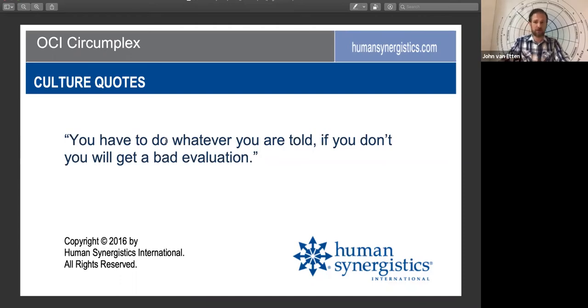Here's a good example. You have to do whatever you're told. If you don't, you'll get a bad evaluation. That's actually referring to both culture and climate. So culturally, we feel that we are expected to simply do what we are told. The reason that we have that expectation in the culture is because of climate and how we evaluate performance in performance appraisals, which of course we assess in OEI. So you can dig quite deeply into this.